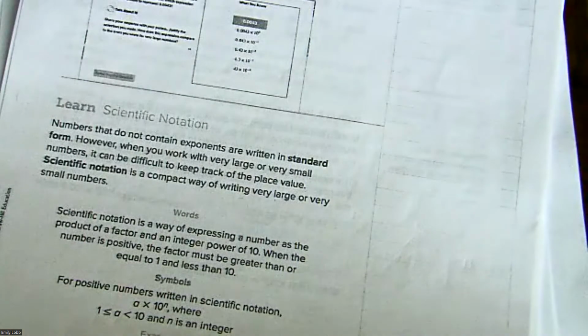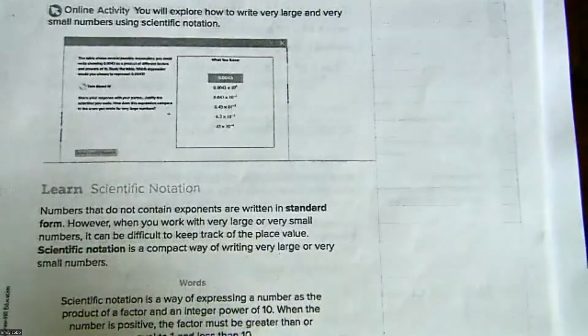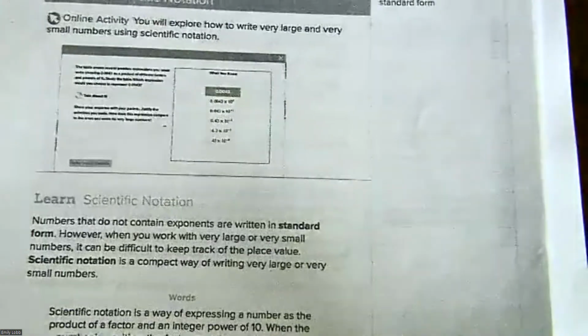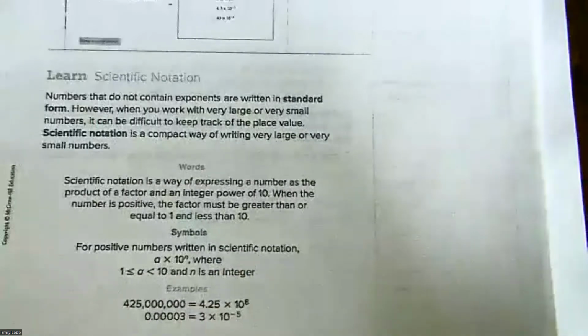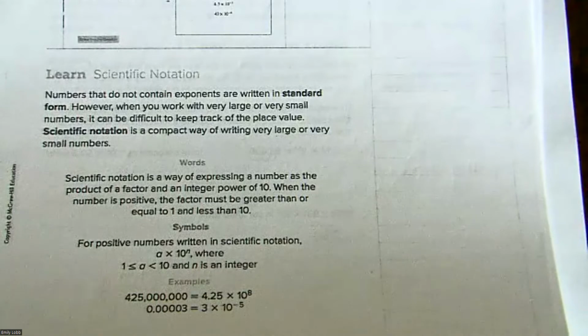Scientific notation, that's where we're going today. We did a little bit of exploring on the computer. We also, I believe, looked at a little bit of these cards, but let's read through them again. So numbers that do not contain exponents are written in standard form. So standard form is just our regular number, normal, standard, basic.